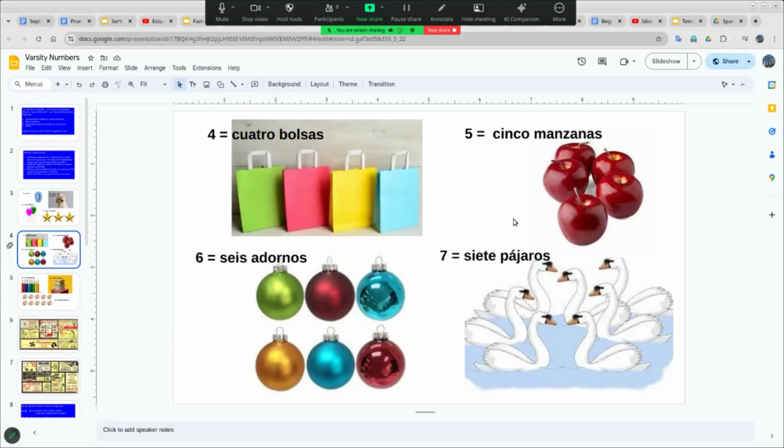Cinco, cinco manzanas. Manzanas. Cinco manzanas, ¿sí? ¿Ok? Seis, seis adornos.